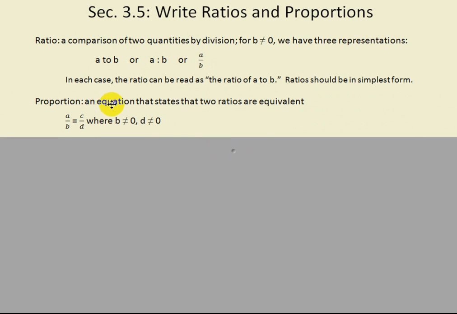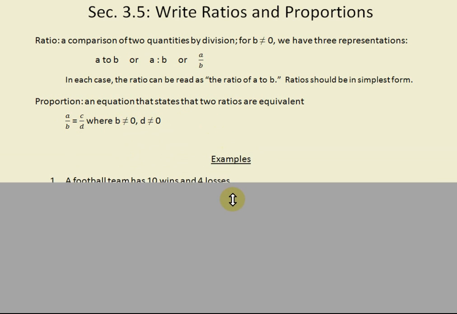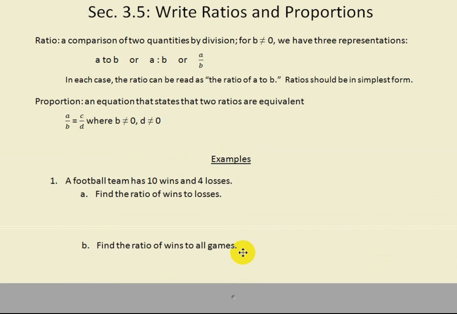Then a proportion is an equation that states that 2 ratios are equivalent. So a/b = c/d represents a proportion. And remember, we cannot have 0 in the denominator, so b must not be 0 and d must not be 0. So let's look at some examples here.